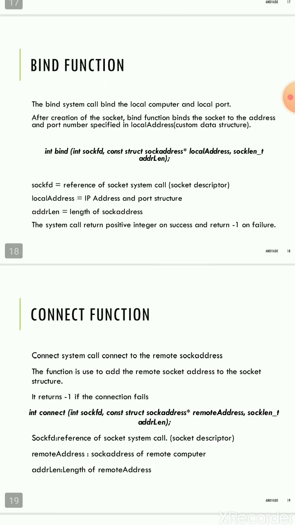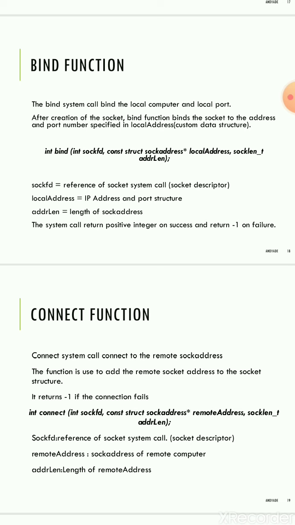The next function is the bind function. So what does the bind function actually do? This function call fills the fields of a socket partially, to bind the socket to the local computer and local port. The bind function fills the value for the socket address, local address, IP address and local port number. It returns -1 if the binding fails. The prototype is shown in the figure.